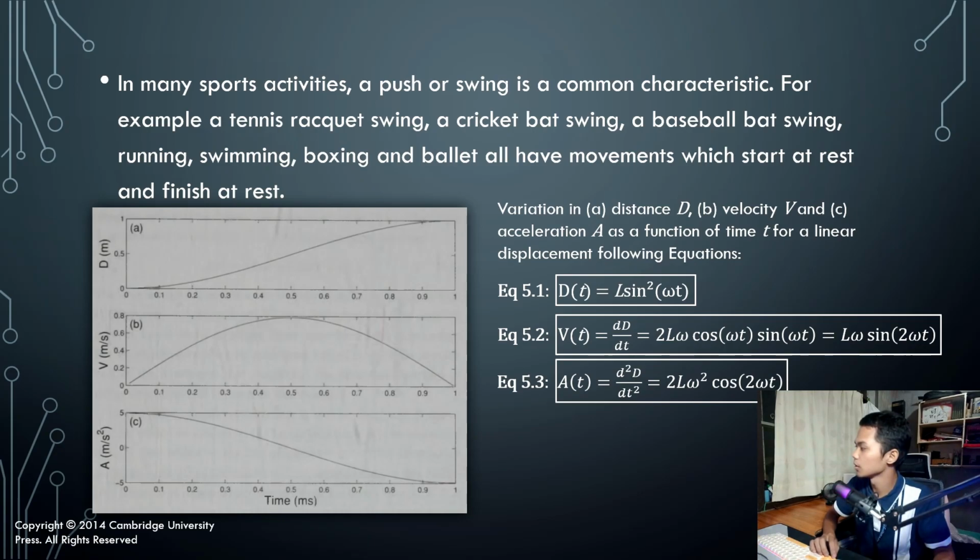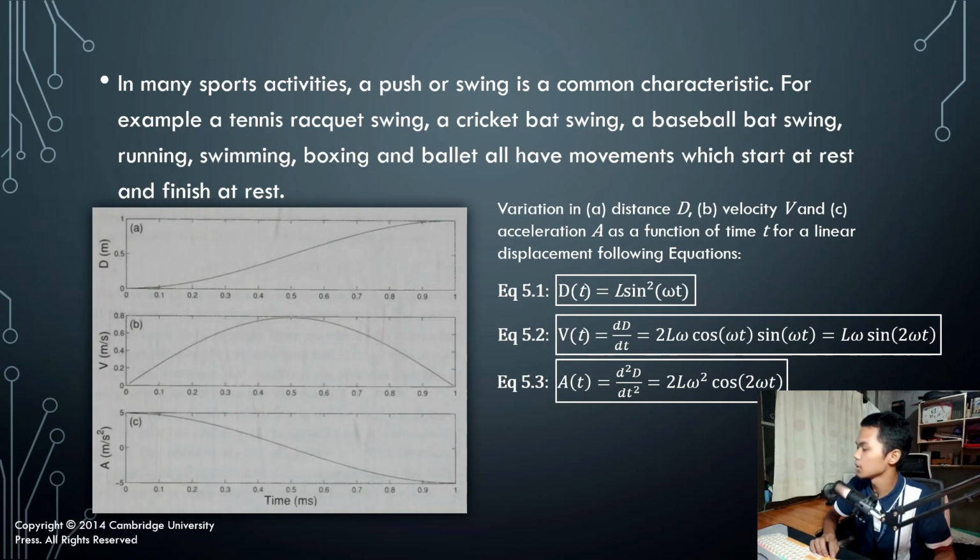equation later on. So equation 5.2, this is velocity. V(t) is equal to derivative of d over derivative of t. That's equal to 2 times L omega cosine open parenthesis omega times time close parenthesis sine open parenthesis omega times time close parenthesis. That is equal to L omega sine open parenthesis 2 times omega times time close parenthesis.